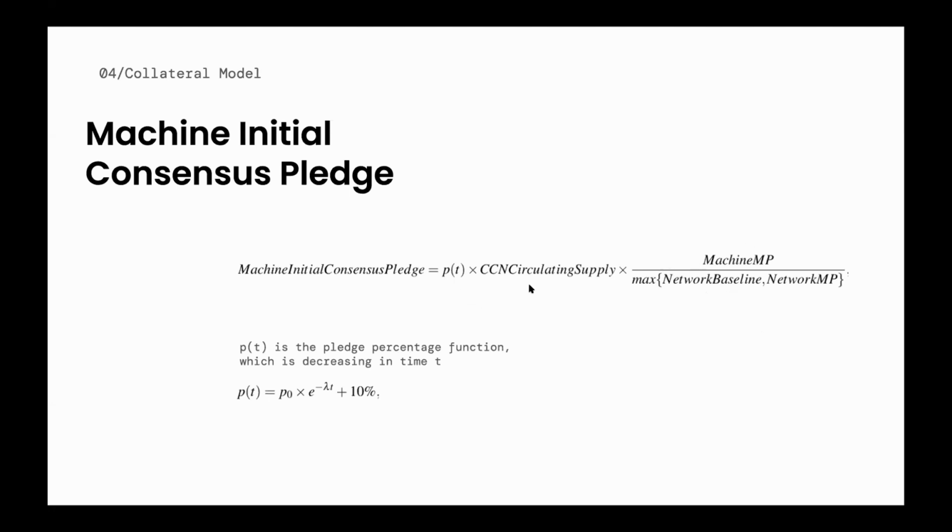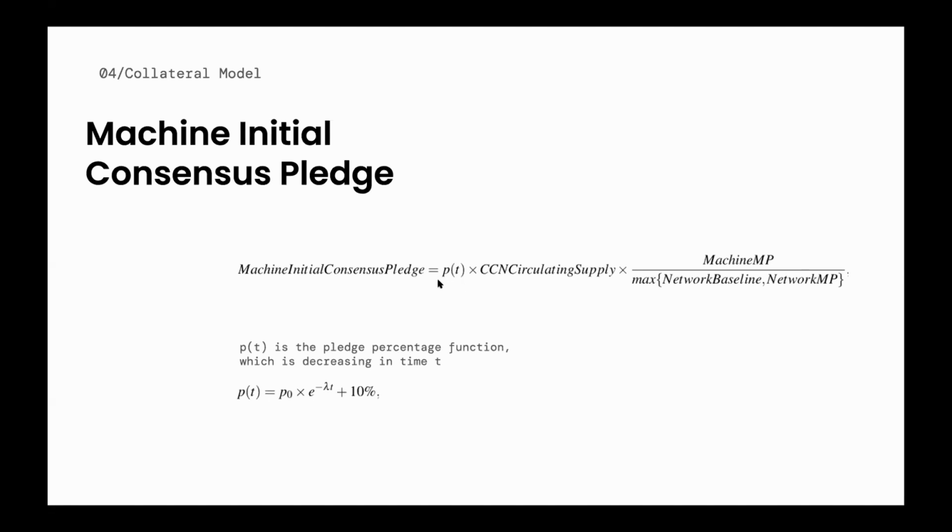Forget about the third term, just look at the first two. The CCN circulating supply is increasing over time, for sure, right? Then we design P(t), which we call the pledge percentage function, which is decreasing in time t. In our model, we use this formula, an exponentially decaying function with a lower bound of 10%. When t goes to infinity, the first term goes to 0, and that means P(t) converges to 10% in the end. But at the very beginning, it could be 70% or 80%, and then it decreases over time.